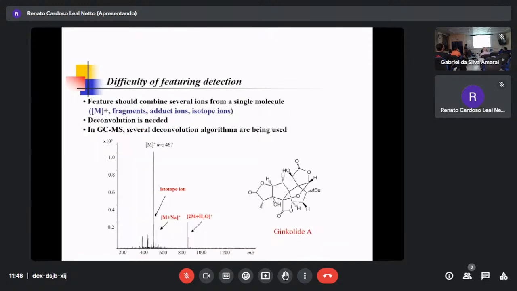Then feature detection: features should combine several ions for the same molecule. Now, what does this mean? Feature means featuring. This signal is a molecular ion. This signal is, for example, a fragmented ion. Of course, if they always behave the same, I don't care.